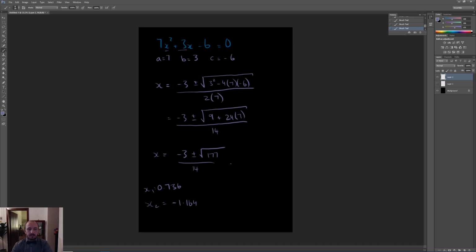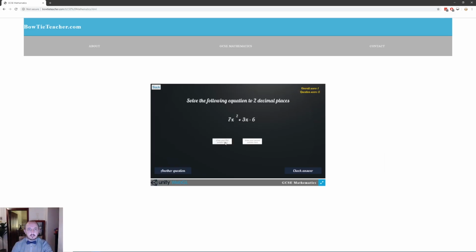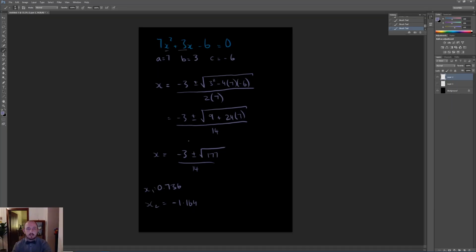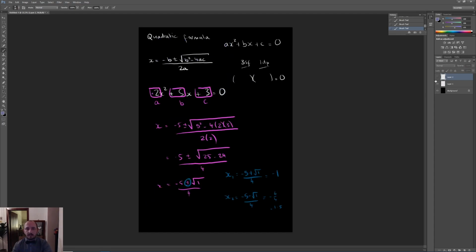So 0.736 to 2 decimal places, 0.74 and minus 1.16. Okay, so we've got that correct. We can use the app to practice this as many times as we want, just to get used to writing out our calculations and using the calculator to check to see whether we've got our answers correct. We can also use the quadratic formula if there's a normal one, like I did in the first example there. So this one actually gave us some relatively nice numbers there. So we can work our way backwards if we want to and actually fill these brackets in as well.